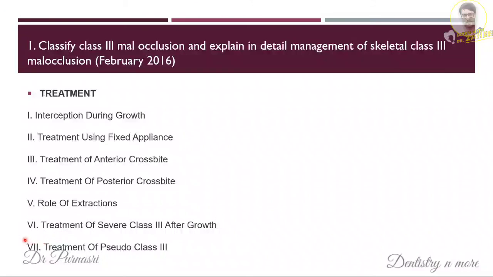And then there's treatment of severe class 3 after growth. This includes surgeries, etc., or we can do a camouflage using extractions again. And then there is treatment of pseudo class 3. In pseudo class 3 we will remove the prematurity so that the mandible does not slide forward.